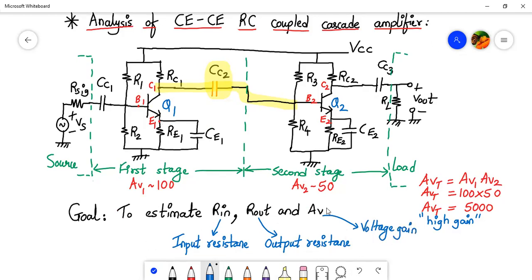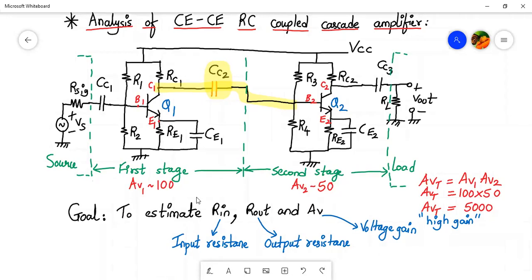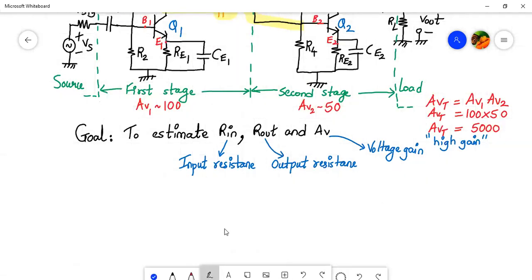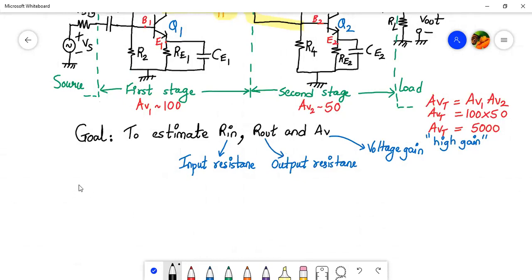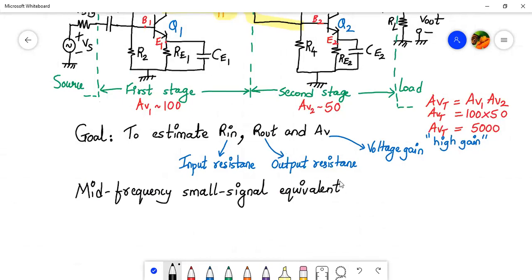Okay. So to find these three quantities, we have to draw the mid frequency equivalent circuit. Okay. So next we will draw the mid frequency small signal equivalent circuit for the above cascade amplifier. Okay. So we will draw that quickly now.